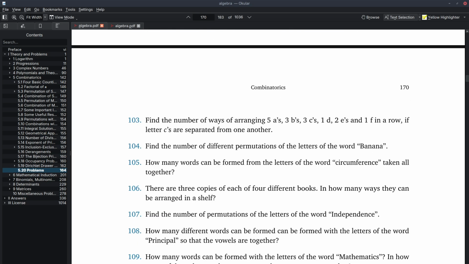Question 103 says to find the number of ways of arranging 5 A's, 3 B's, 3 C's, 1 D, 2 E's, and 1 F in a row if the C's are separated from one another.